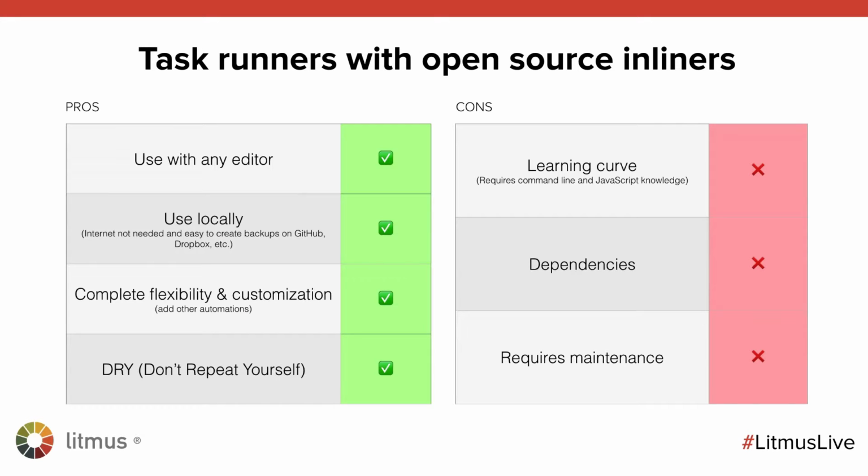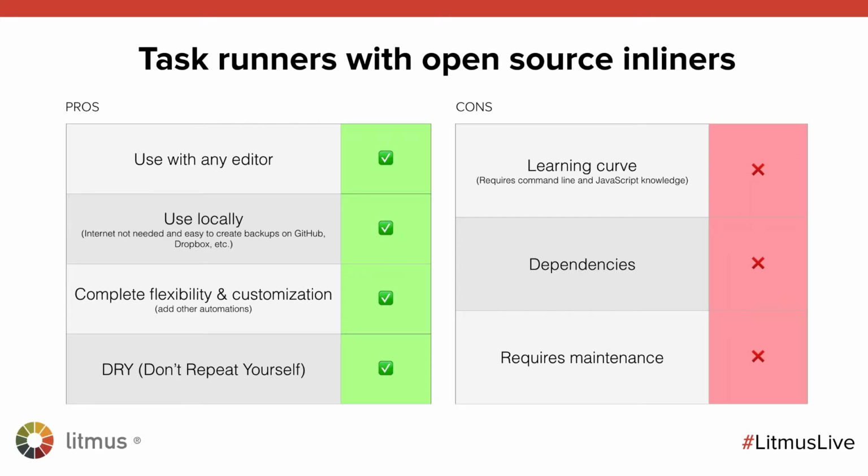So some of the pros and cons to think about with task runners and open source inliners. So it's nice because you can use it with any editor, again, so whatever editor you are already familiar with that fits right into your workflow. You can use it locally. So this is nice because you don't need internet, and it's great to integrate with other services that you might already be using. So things like GitHub or Dropbox, if you're creating backups, having it locally on your machine, there's a lot of pros to that. It's great for complete flexibility and customization.